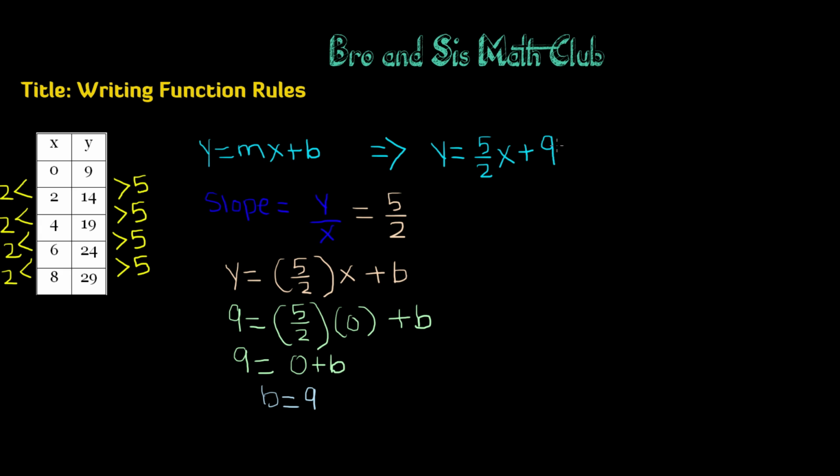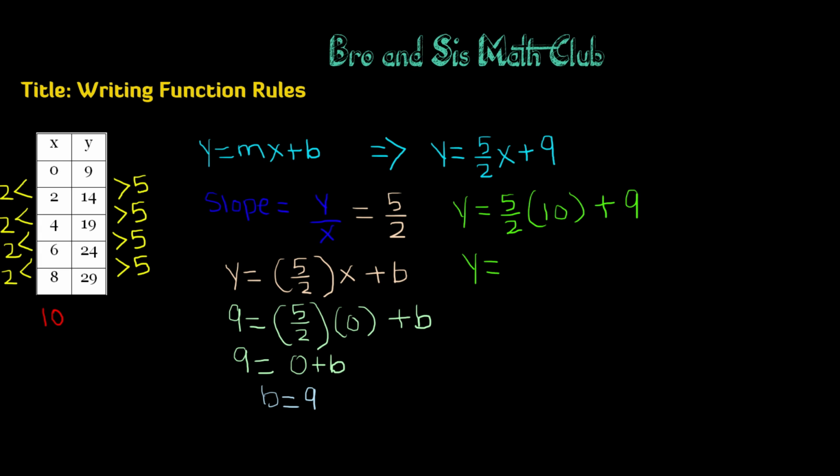So that means we can use this rule right here to find any value in our table. So let's go ahead and try it out to see if it works. In order to do that, we can just choose any points and plug them in. So let's say we want to find the value of y when x is 10. So we would do y equals 5 halves times 10 plus 9.